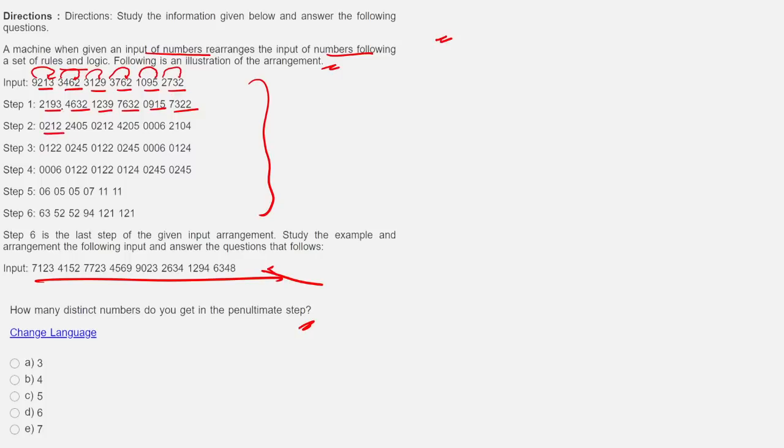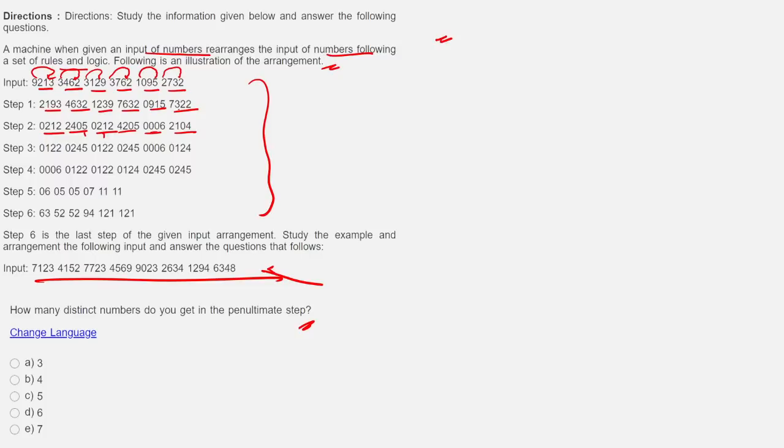What is happening? 2193 becomes 0212. There is no 0, how is it coming? 4632, again I see a 0, and 1239, again I see a 0, 4205, again a 0, 0915, again. There was one 0 earlier, and I am having 2 more zeros here, and 7322 I am again having a 0 coming here. Let's quickly see how I can get these from 2193.